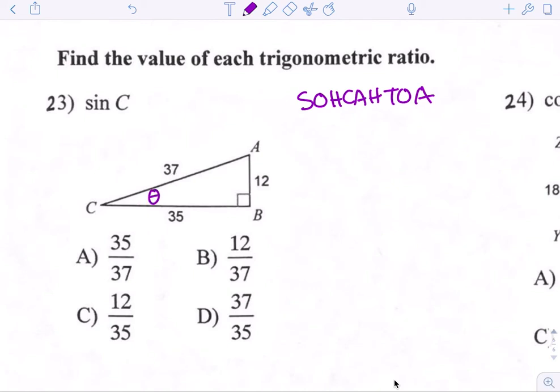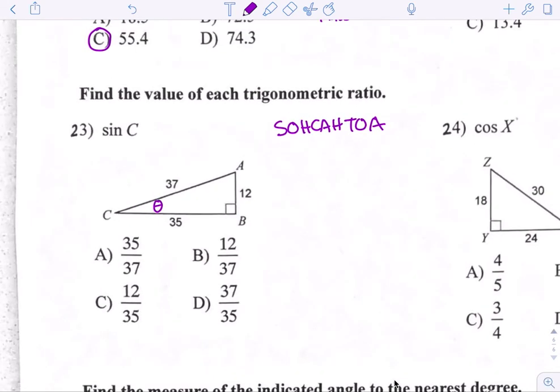It says find the value of each trigonometric ratio. So we have to find it for sine C. So sine C is opposite over hypotenuse. That means sine of theta is going to equal 12 over 37. B.